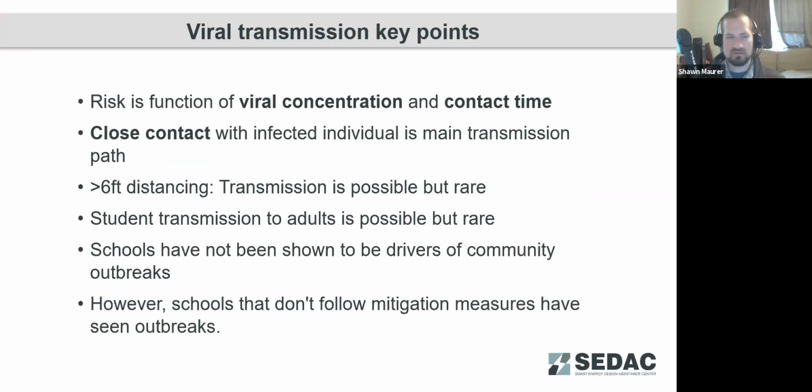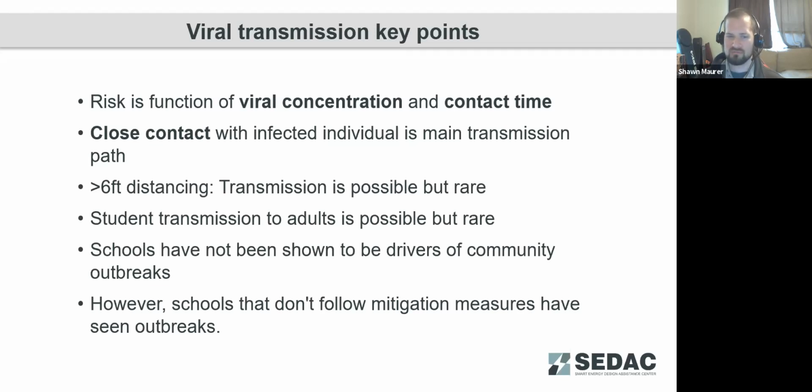So just to overview those key points again, the risk is a function of viral concentration and contact time. If you can minimize those, you minimize your risk. Close contact with an infected individual is the main transmission path. So maintaining greater than 6 foot distancing is going to reduce that transmission rate to a rare but possible situation. Student transmission to adults is again rare but possible.